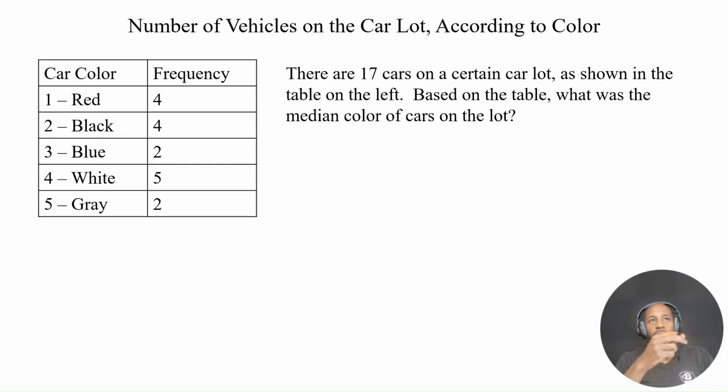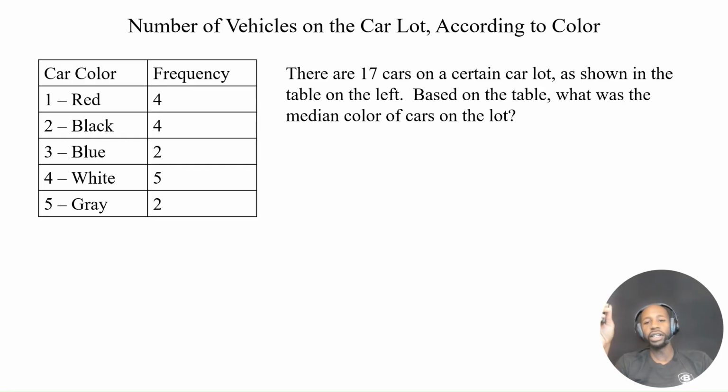So you have this table here on the left that has cars. Well, this is talking about number of vehicles on the car lot according to their color, and you see in the table the colors of the vehicles and how often they appear in those particular colors. It says there are 17 cars on a certain car lot as shown in the table on the left. Based on the table, what is the median color of cars on the lot?